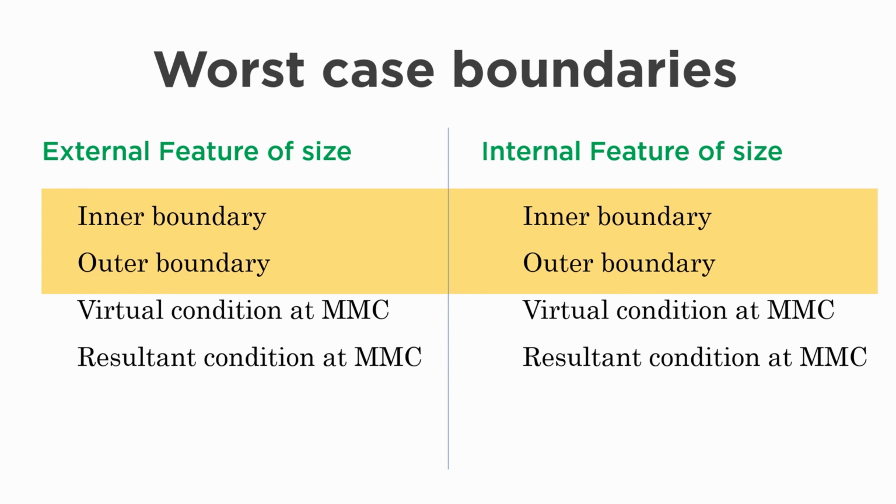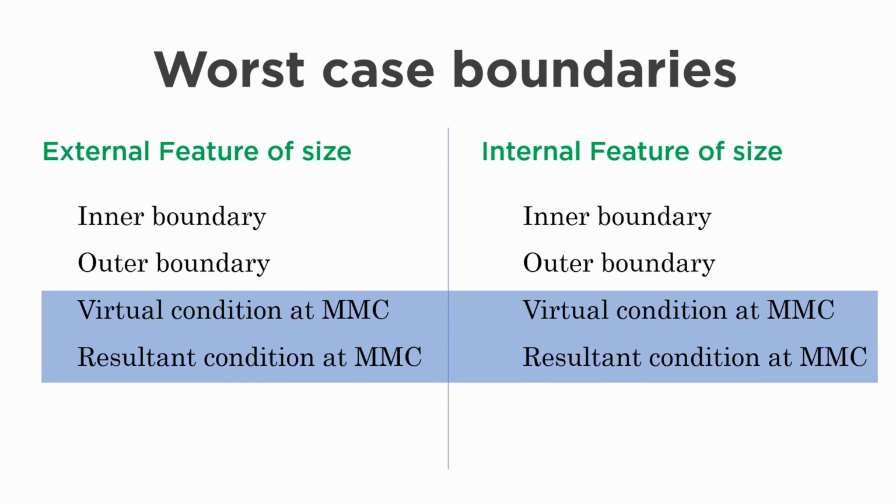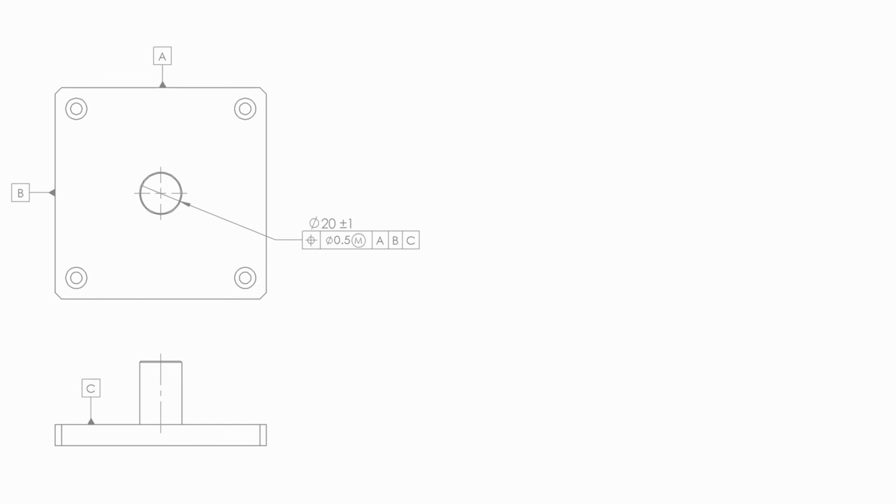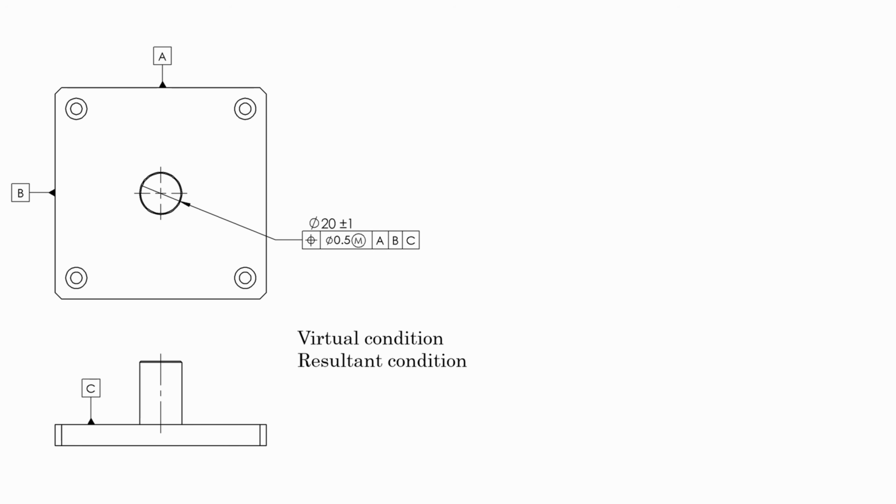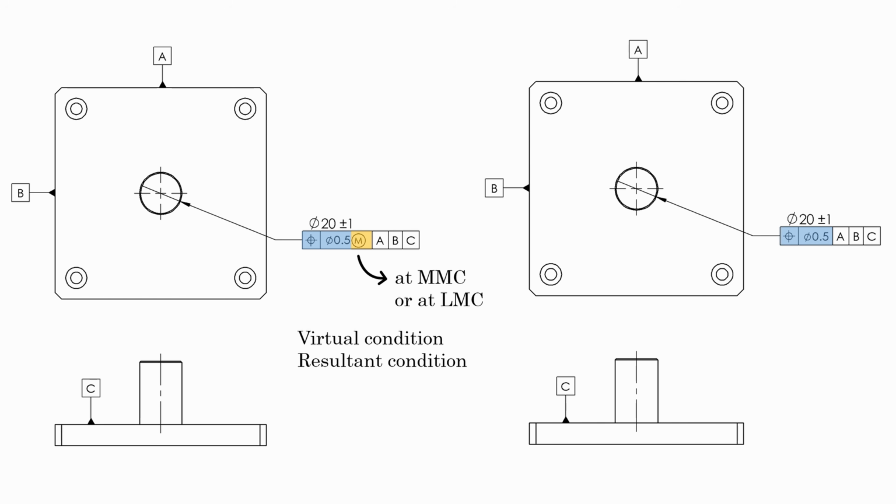Now let's understand the virtual condition and resultant condition. First off, the virtual condition and resultant condition boundaries can only be defined when the geometrical tolerance applied to the feature of size is defined at MMC or LMC. If there is no MMC or LMC modifier in the feature control frame, we cannot define virtual condition or resultant condition boundaries. Without these modifiers, meaning regardless of feature size, we define inner and outer boundary, not virtual condition and resultant condition.